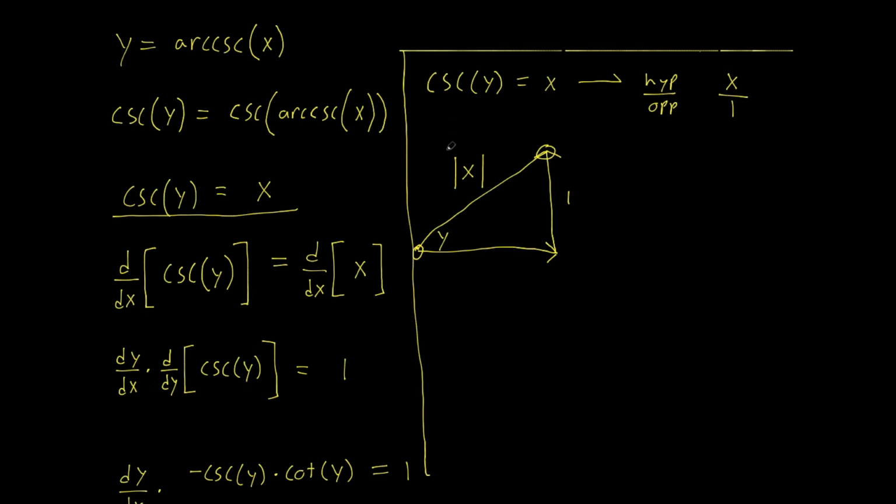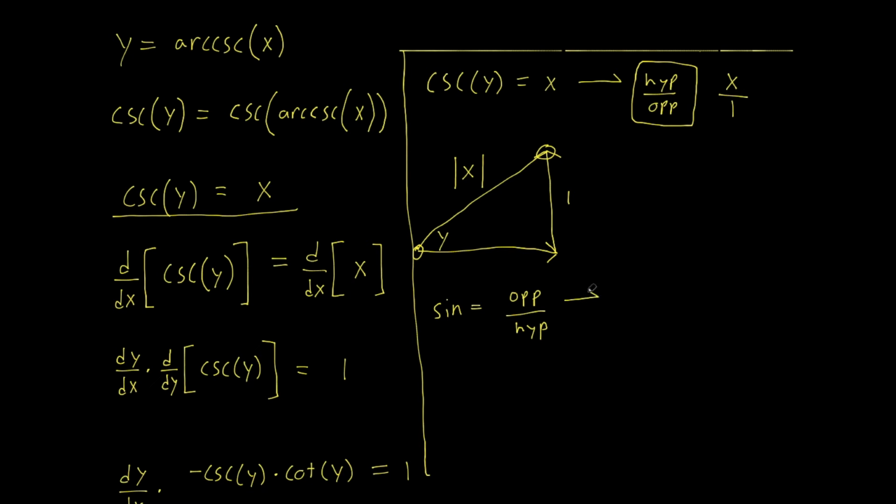And so what we can do is use another trigonometric identity and say cosecant in general is equal to hypotenuse over opposite. Sine is equal to opposite over hypotenuse.